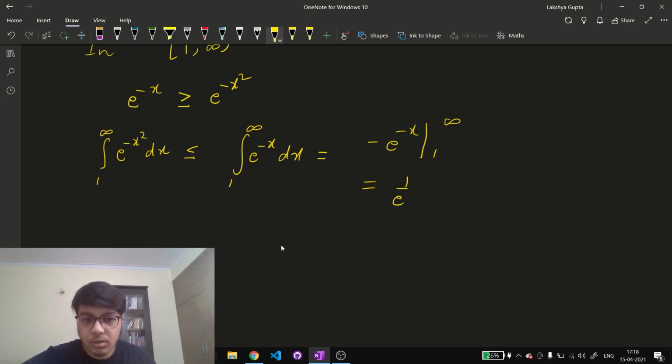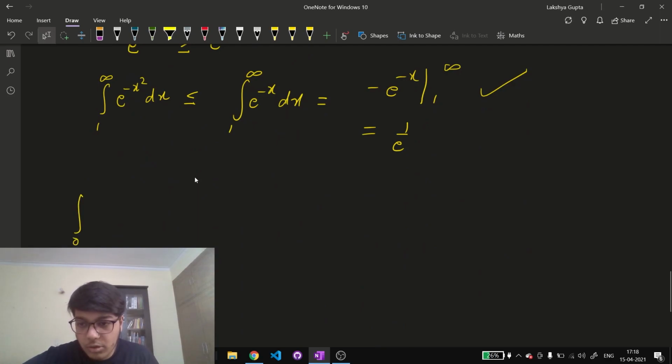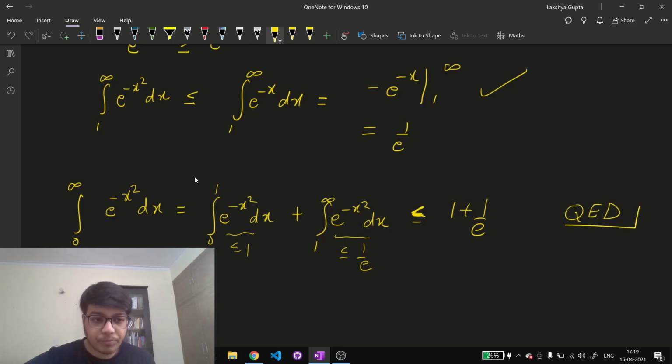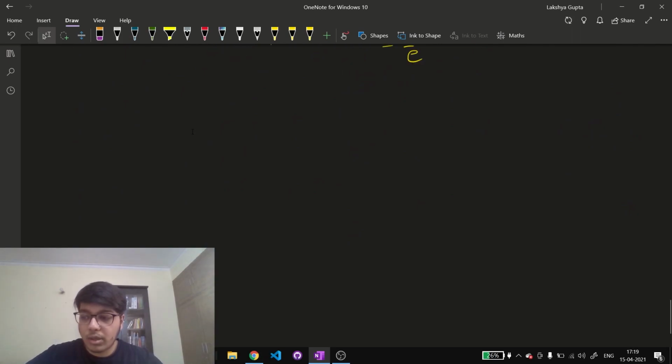So adding these two, we can say that the integral from 0 to infinity of e raised to minus x square dx is equal to the integral from 0 to 1 plus the integral from 1 to infinity, which is less than or equal to 1 plus 1 by e. QED. Great.